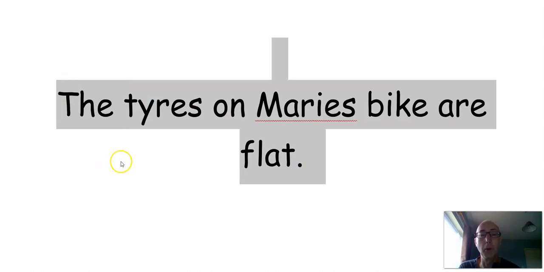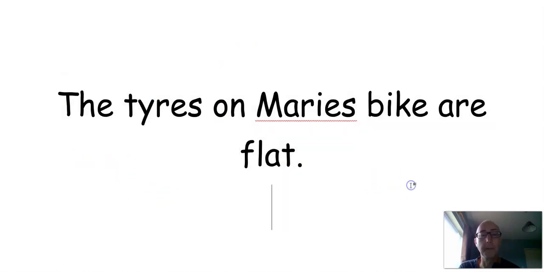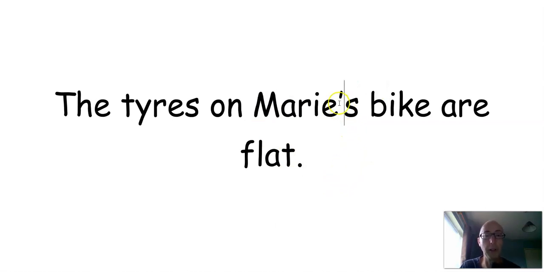The tires on Marie's bike are flat. So where is the possession here? Where is the person and where is the thing that is owned? Marie's bike, of course. So how many Maries do we have? We have one Marie. So where does the apostrophe go? Right in there.